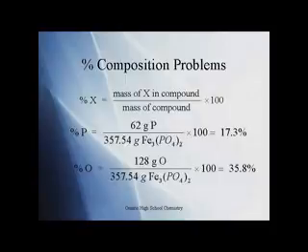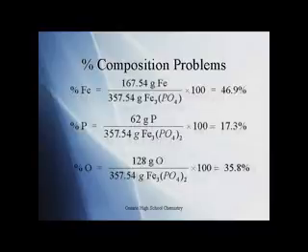Moving on to the other 2 elements that we're interested in, the percent phosphorus would be equal to the 62 grams of phosphorus divided by the molar mass of iron(II) phosphate, which is 357.54 grams. And then we multiply that by 100 to get 17.3% phosphorus in the compound by mass. And for the percent oxygen, the 128 grams of oxygen in the compound divided by the molar mass, 357.54 grams of iron(II) phosphate, times 100 gives us 35.8% oxygen in the compound.